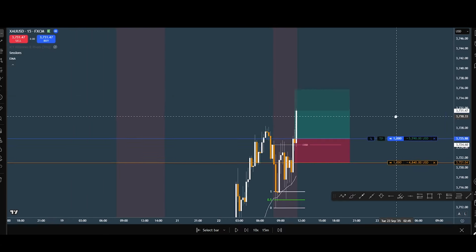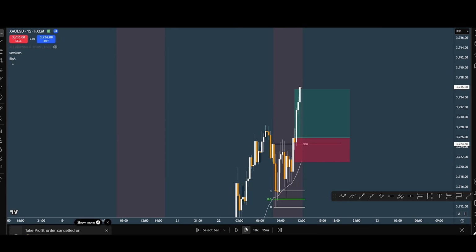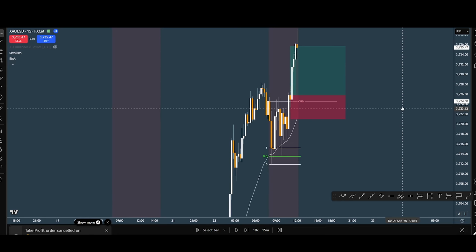We're risking pretty much 5,000 to make 10,000. You can go break even here. You can take partials as we're up a 1 to 1. That's going to be completely discretionary based on your experience. Exactly like we're seeing here, a beautiful winning position.